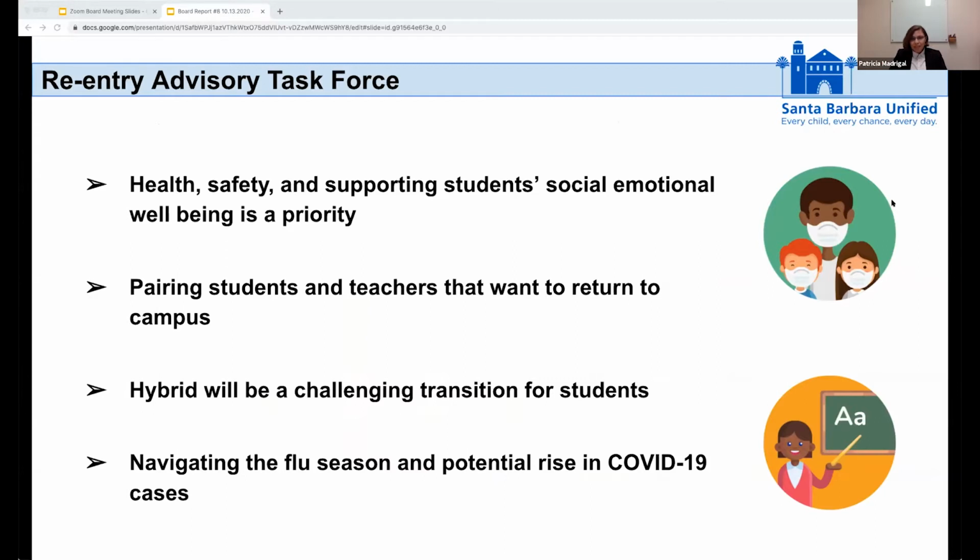At the October 7th meeting, stakeholders were asked to discuss how the results of the Return to Campus poll would impact student learning, as well as social emotional well-being. And what we learned was several things. Several themes emerged from our discussion, including the following. The health, safety, supporting students' social emotional well-being is a priority. And the question of how well we pair students and teachers who want to return to campus. We also learned that the hybrid learning model will be a challenging transition for students, and that navigating the flu season and a potential rise in COVID cases continues to be a challenge for our community. During our meeting, we were also able to share resources provided to families during these very challenging times. And our colleague, Ms. Farnwell, will elaborate on these resources.